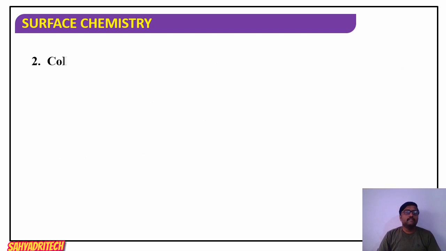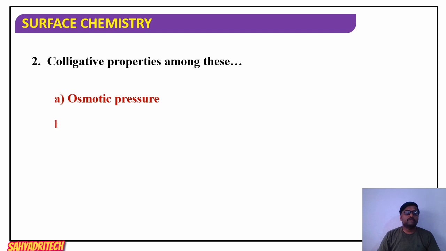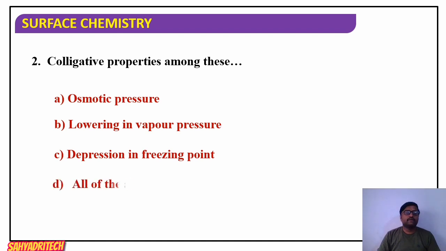Now, second one, colligative properties among these: osmotic pressure, relative lowering of vapor pressure, depression in freezing point, and all of the above. Yes, all are colligative properties.